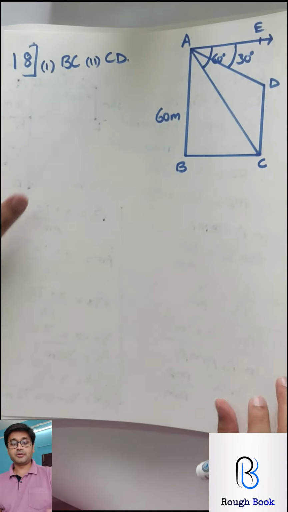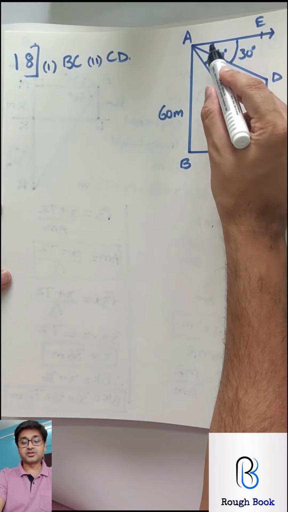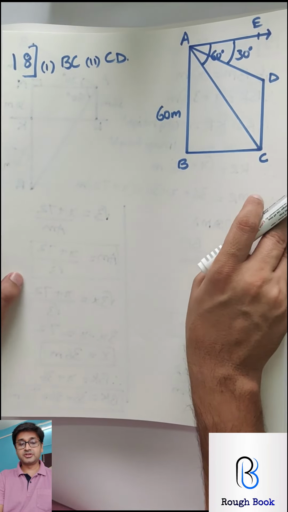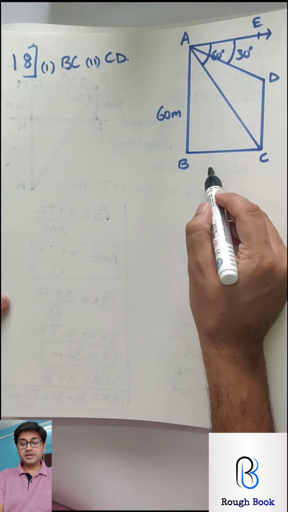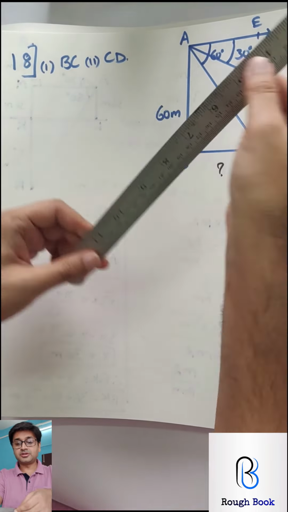So let's go ahead. Sum number 18. They say this is 60. This is depression, 30 and 60. The diagram is given to you, so I am showing it to you. BC is what your target is, and CD also. So the first thing you need to do is draw this.